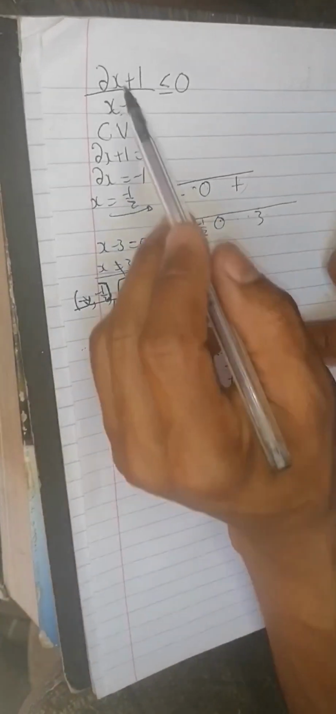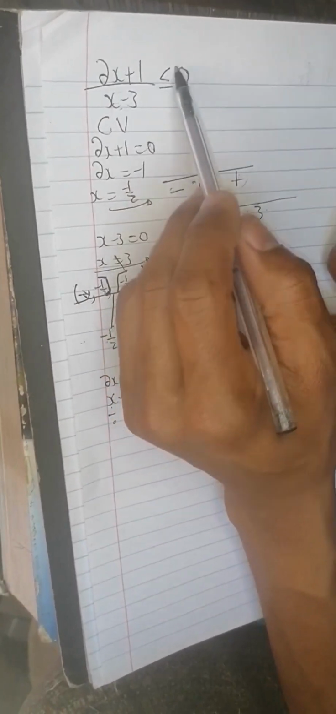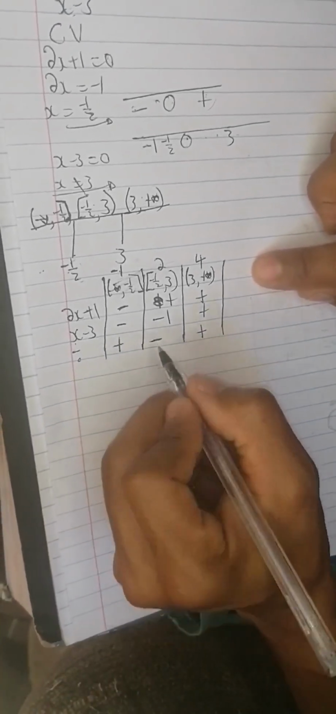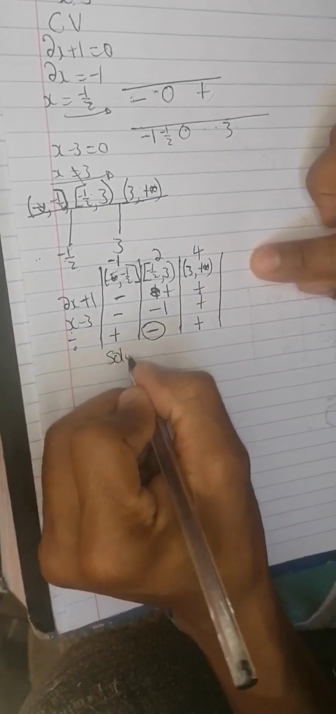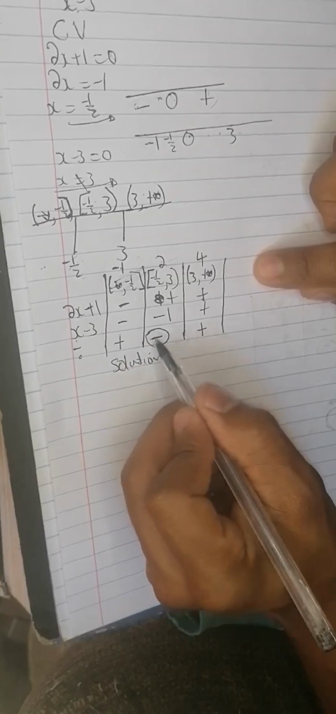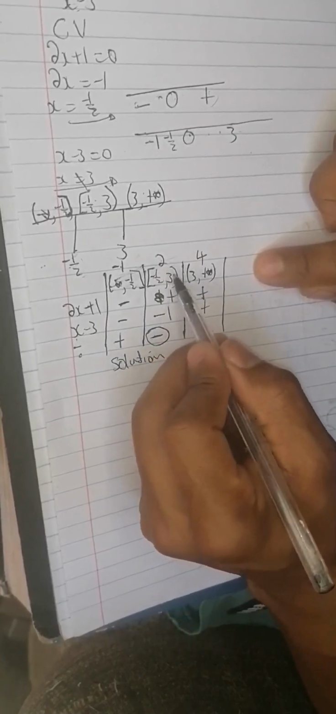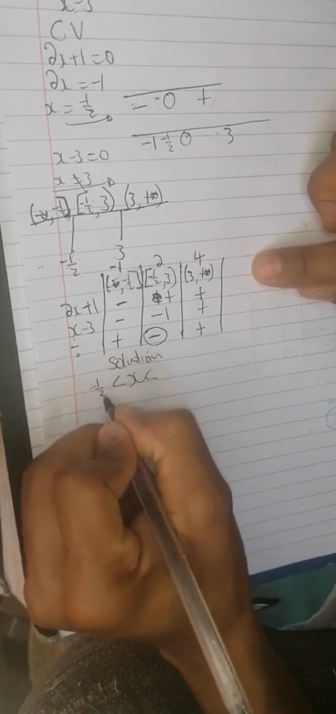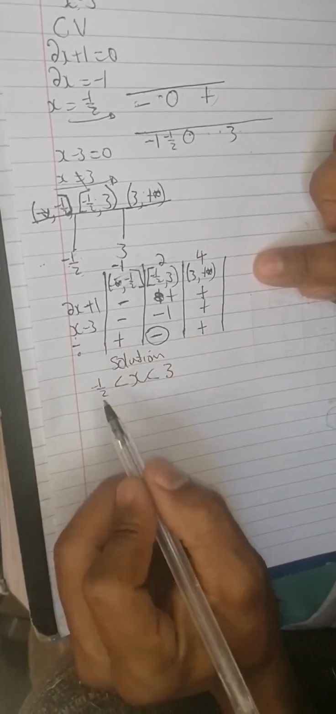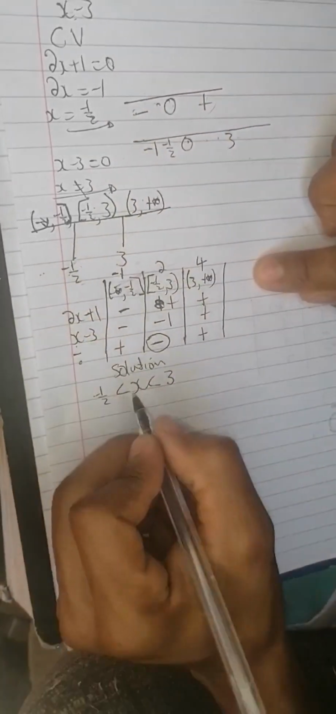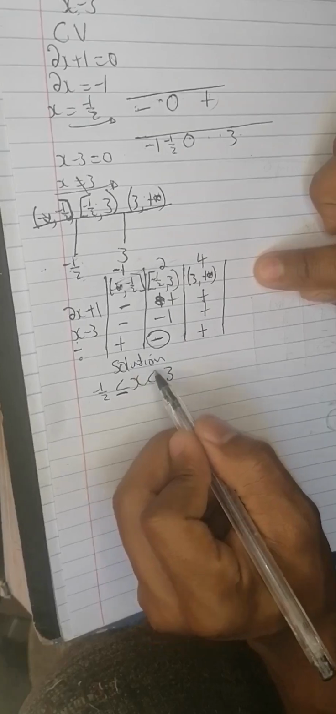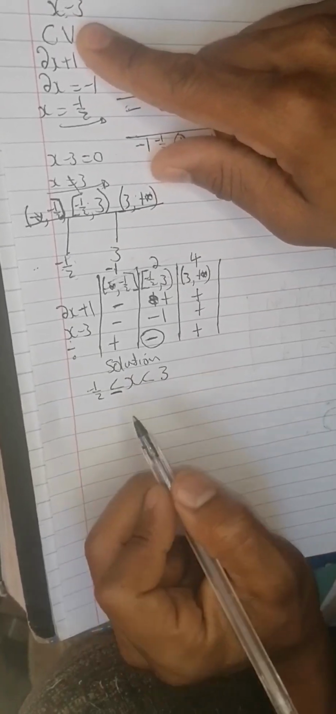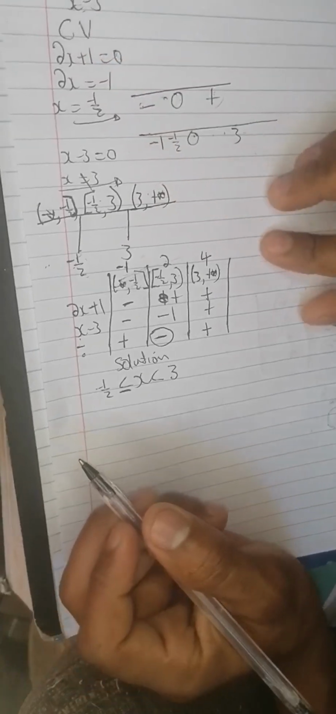Remember what it said. It said where this is less than or equal to 0, meaning where it is negative or equal to 0. Where did we find a negative? Here. So your solution would be, meaning x is between minus 1/2 and 3. But please be careful. Remember it said less than or equal, so x should be less than 3 but not equal to 3, because when it is equal to 3 it is unsolvable. The denominator would be 0.